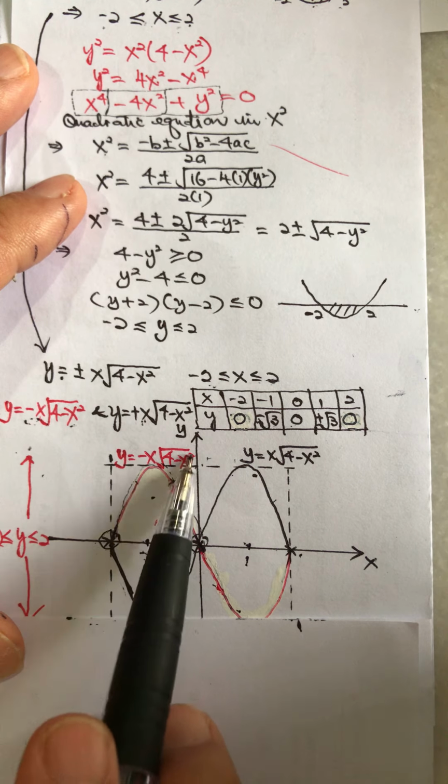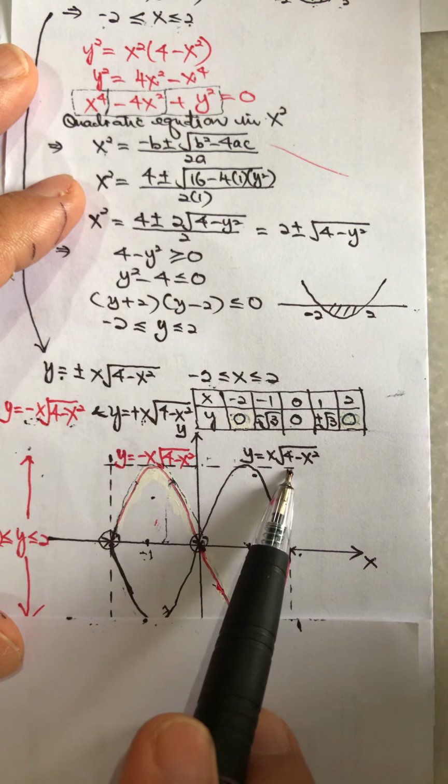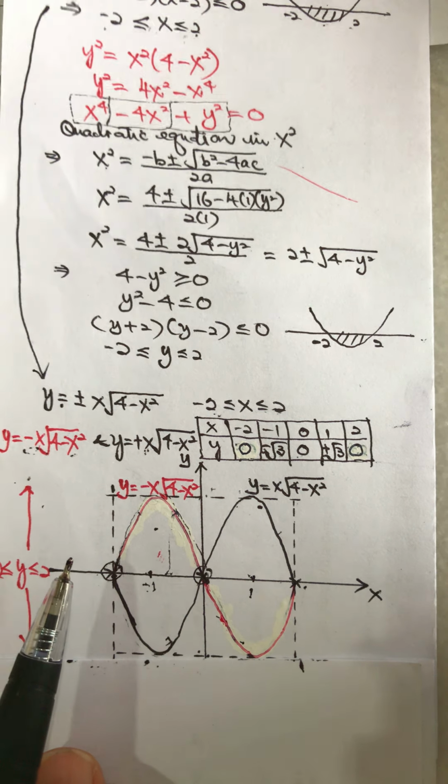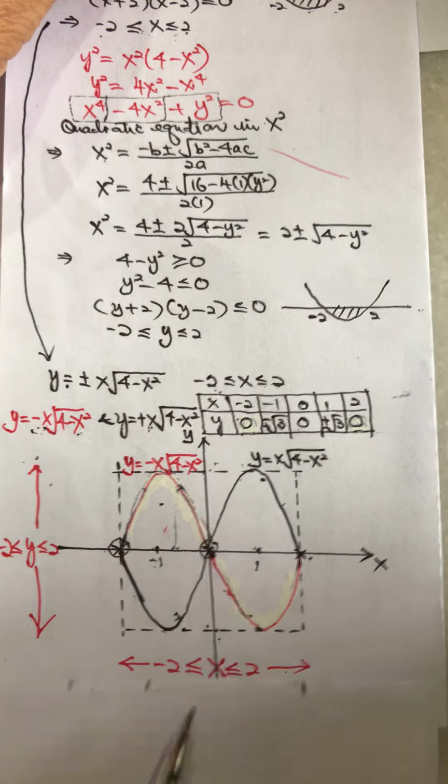So red color, this is the equation. This is the black one. That's why I show you. Next time you see y square, you have to check like this to be safer. Okay, so that is how you sketch the graph.